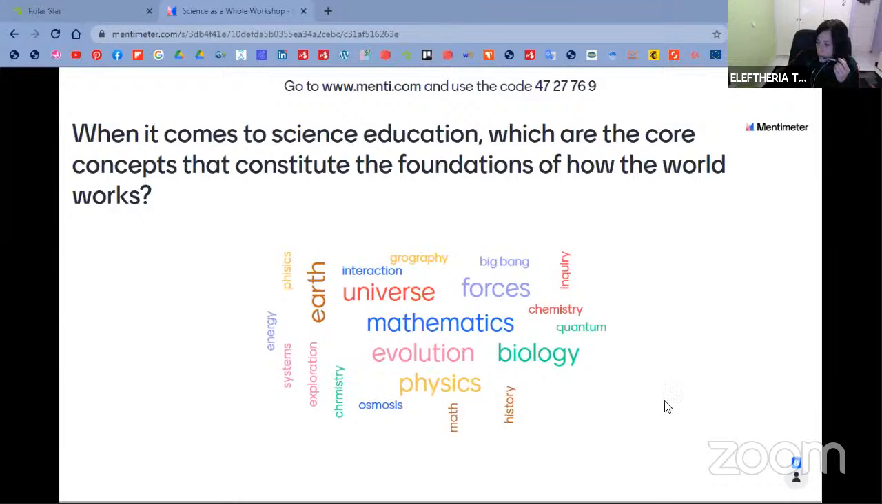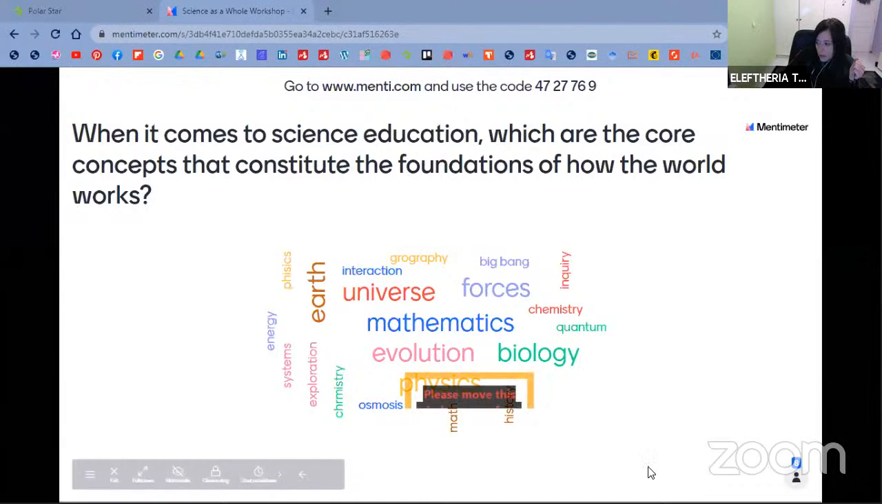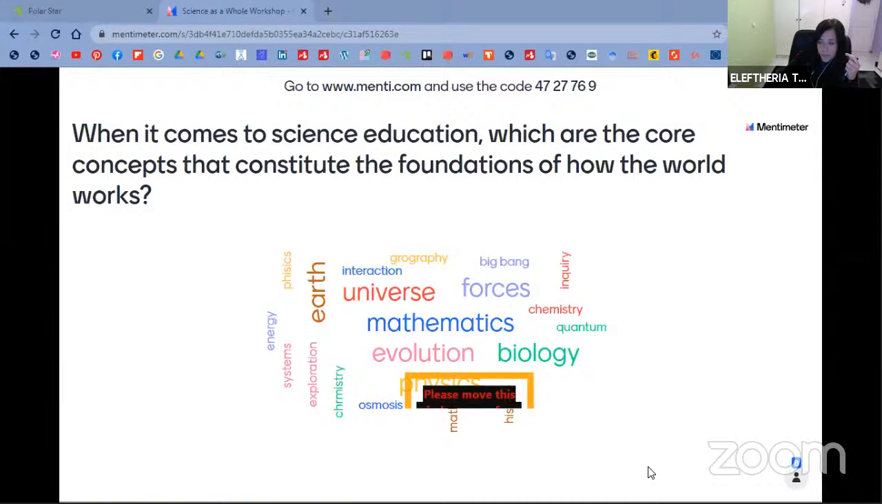We have someone here saying about the quantum, which I love because the quantum world is really literally missing from most science curricula. Geography, interactions. This is a great bunch. So let us wonder a little bit more about core concepts.